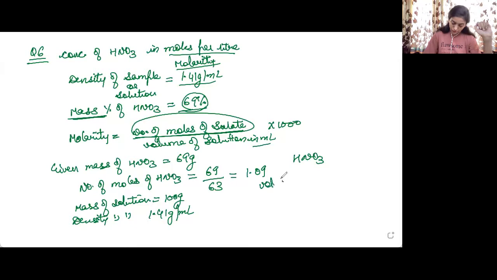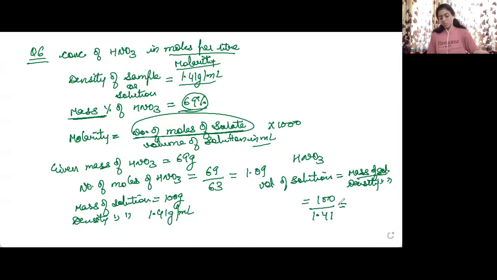So volume of solution will be equal to mass of solution upon density of solution. Mass is 100, density is 1.41, so this is equal to 100 divided by 1.41. Telling you again, if you are not allowed to use your calculators in the exam, do not use them. So the volume of solution will be 70.92 ml.